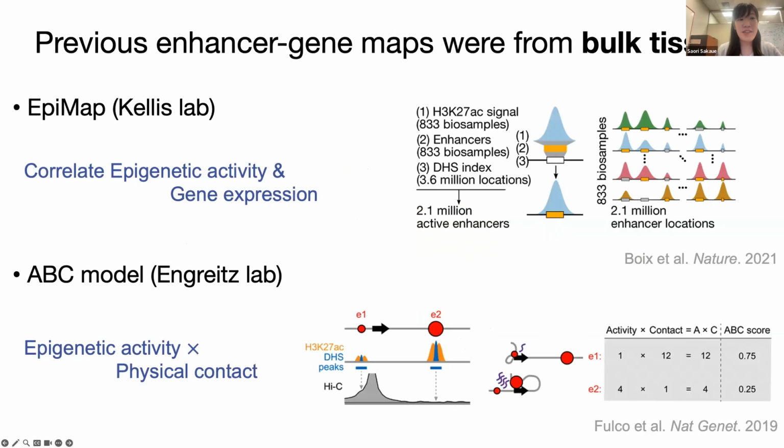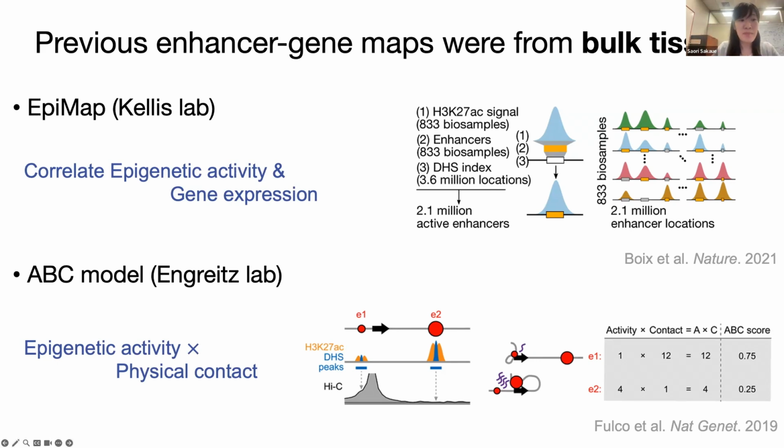So because we understand such enhancer gene maps must be very informative, there are many previous efforts to create such enhancer gene maps from bulk tissues. For example, one very popular, conventional method that we use in the human genetics field has been EpiMap, developed in the Kellis lab, which correlates the epigenomic activity and gene expression at the bulk tissue level. So they used more than 800 epigenomic profiles from the ENCODE consortium to identify epigenomic and gene expression correlations to map links between the two.